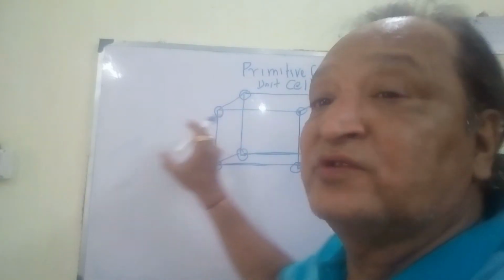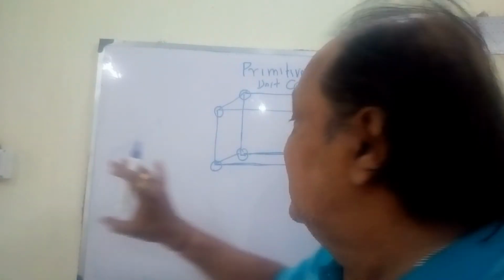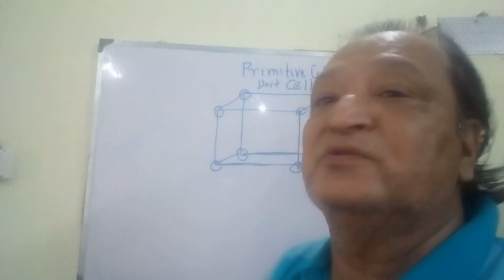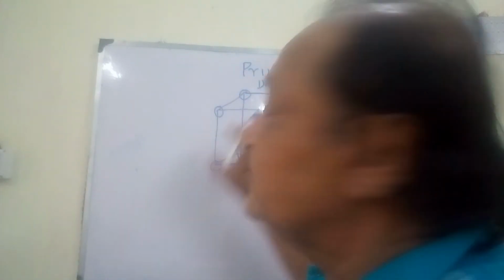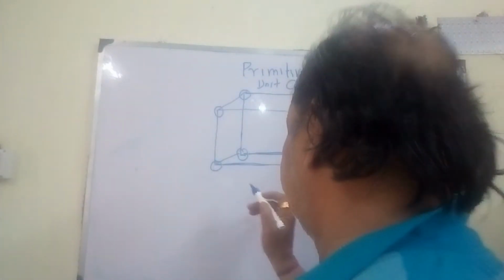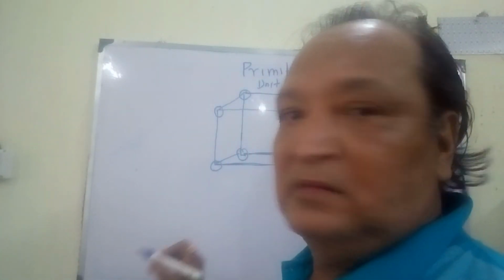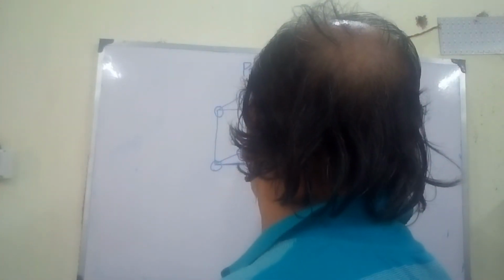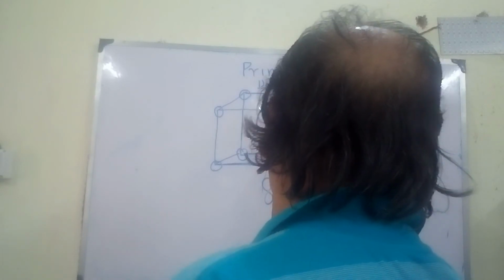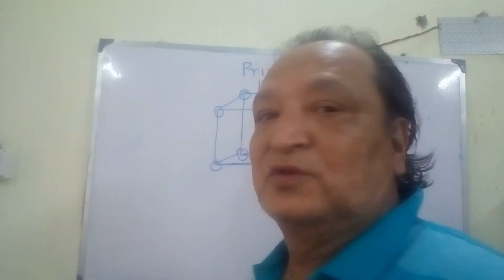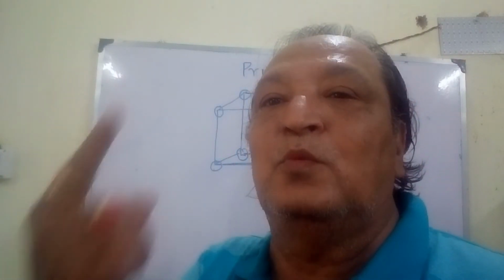This atom is also shared by another unit cell. Likewise, all these atoms are shared by unit cells. So what is the contribution of one atom to this unit cell? Let us see. So a primitive unit cell will just accommodate one atom.